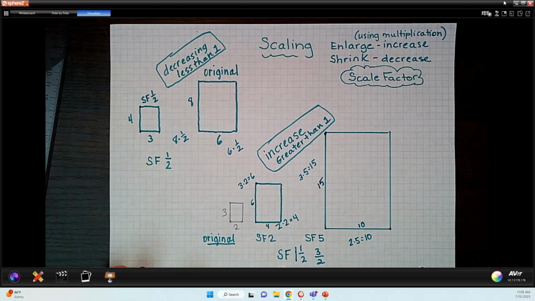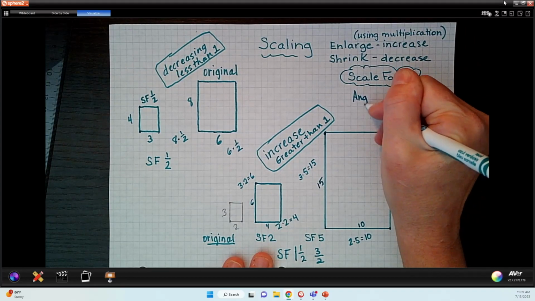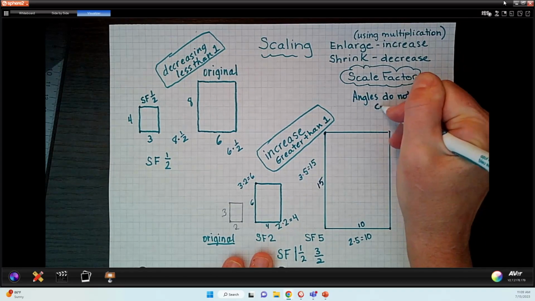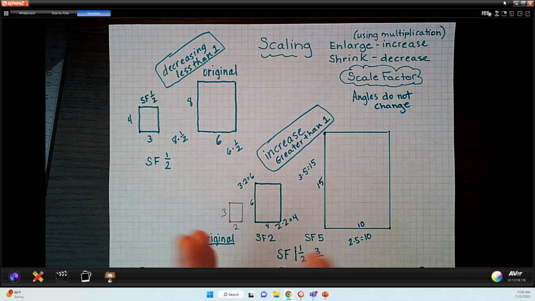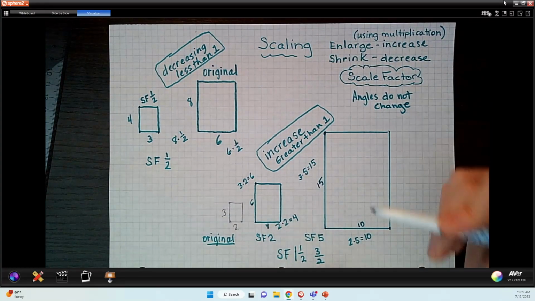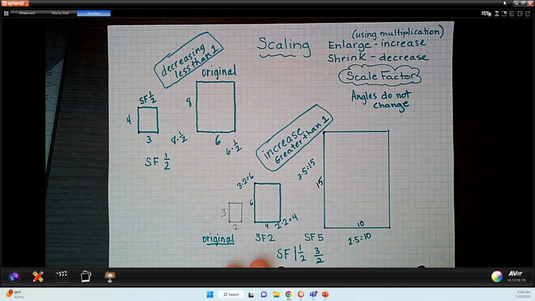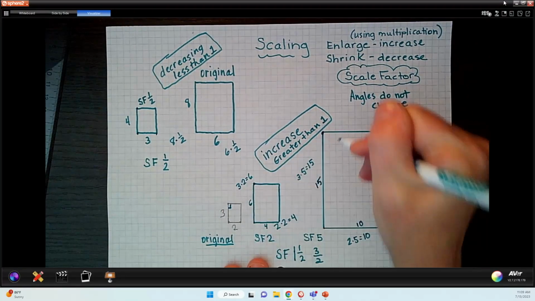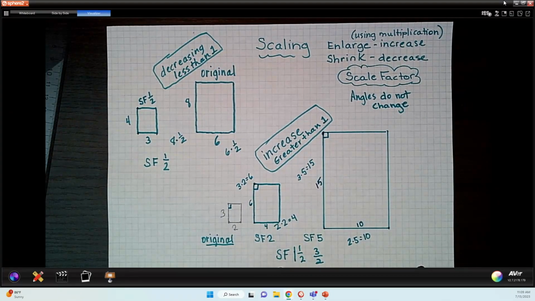The other thing we highlight with students is when we're scaling, the angles do not change. We're not changing anything about the shape's angles. The only thing we're changing is the lengths and the widths, or the lengths of the sides. If it's like a triangle, all 3 sides would be increasing by that scale factor. So if the original has right angles, all of the scale copies will also have right angles. The angles do not change.